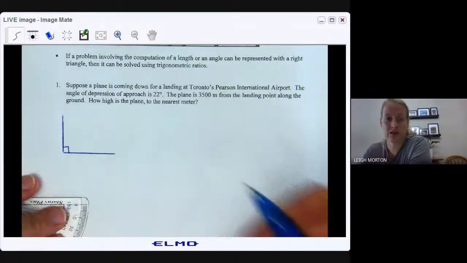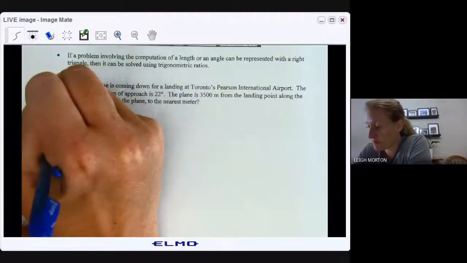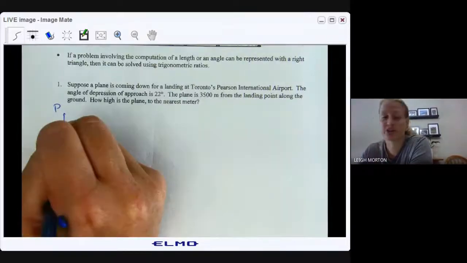So I'm going to draw my right angle. That's important. Here's my plane. I'm going to call it P. A for the airport. I don't know. G for ground.